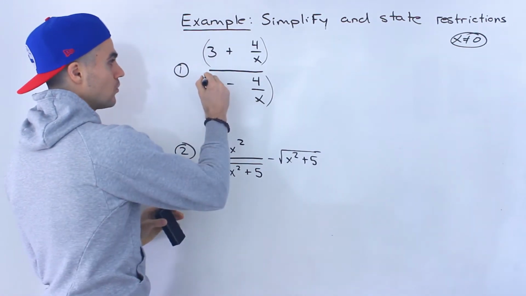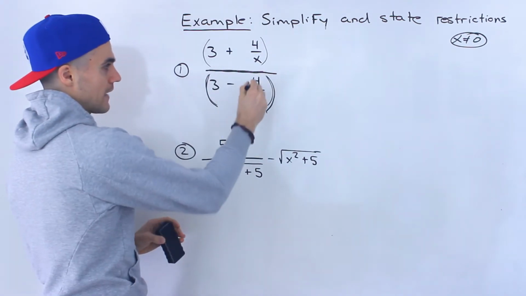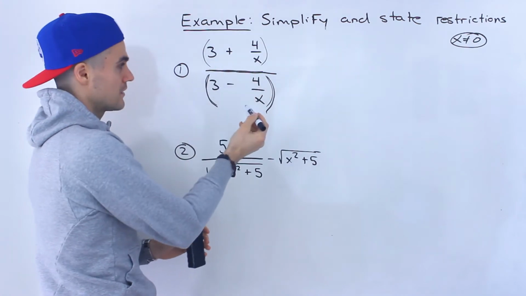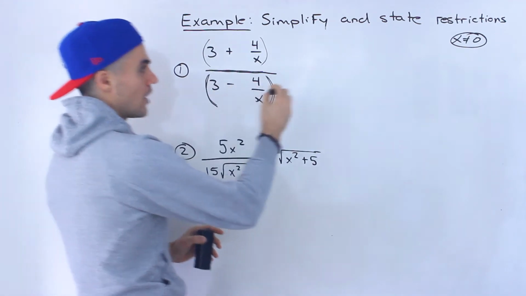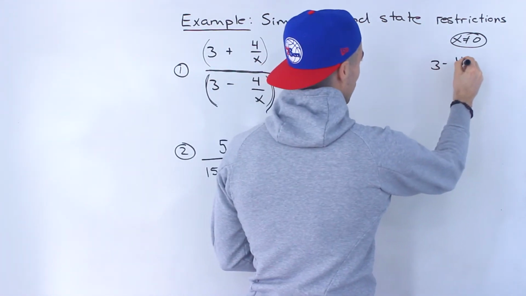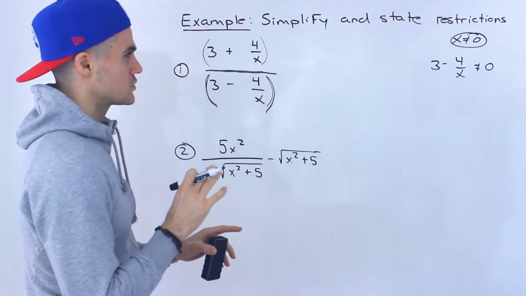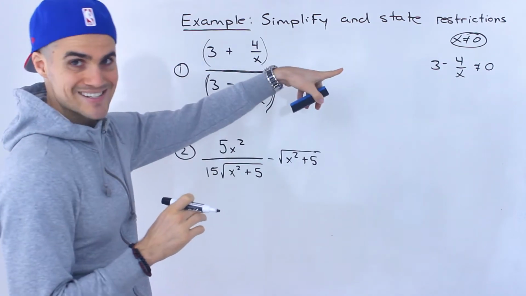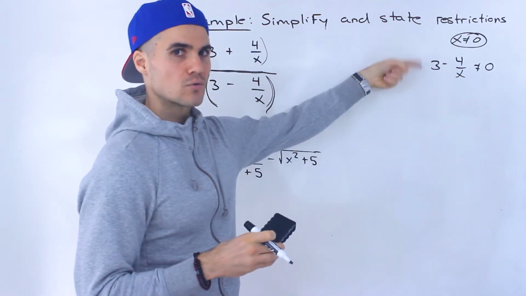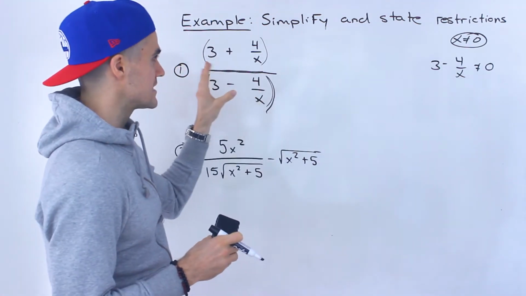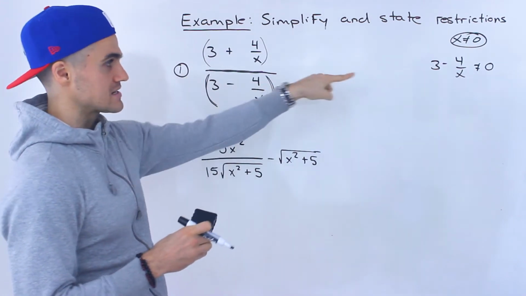Well, notice that this whole expression can't be 0 either, because we're dividing by it. If it is 0, then it's going to be undefined. So not only can x not equal 0, but this whole denominator, 3 minus 4 over x, cannot equal 0 either. That's what's a little bit tricky about this expression, getting that other restriction. There's an easier way to see it, which we'll see after we simplify a little bit. But if you want to get it right away, this is how you get it.